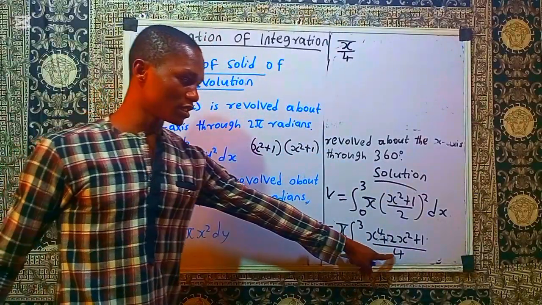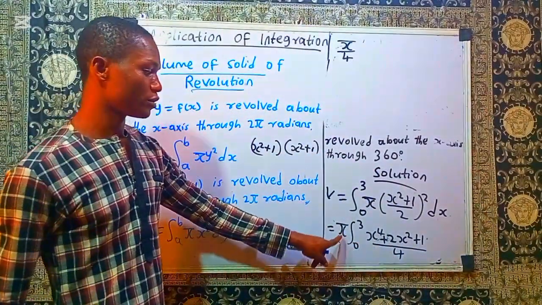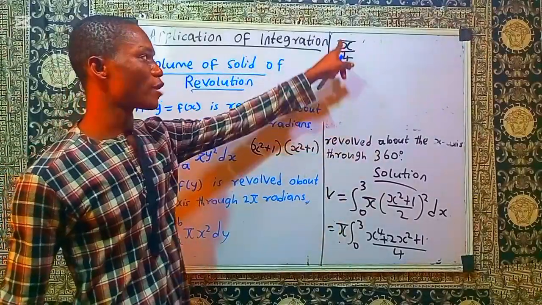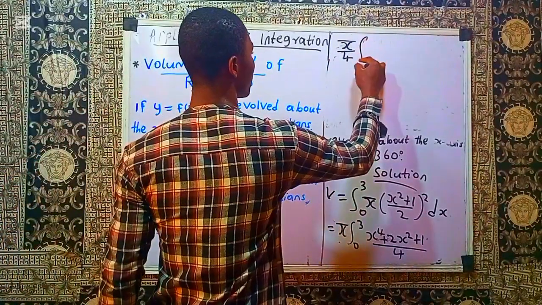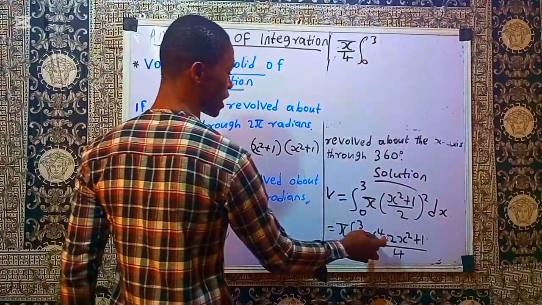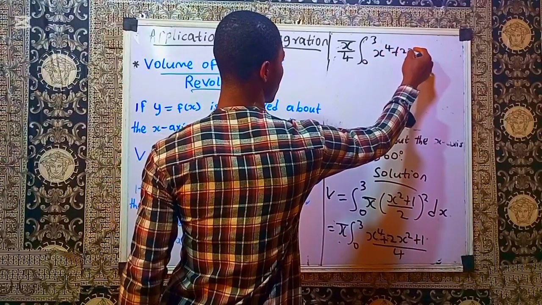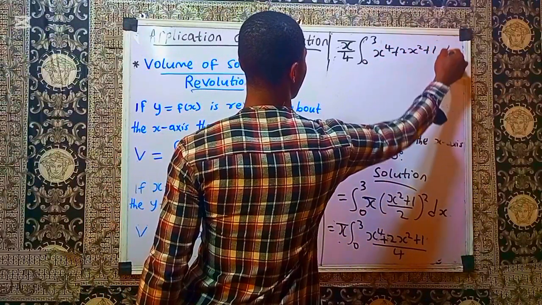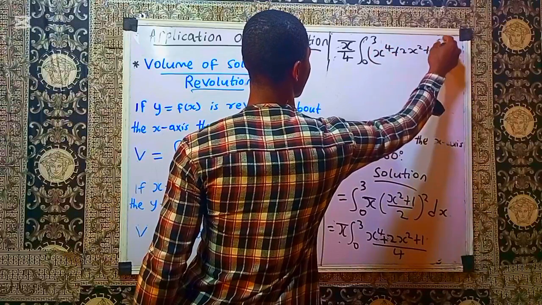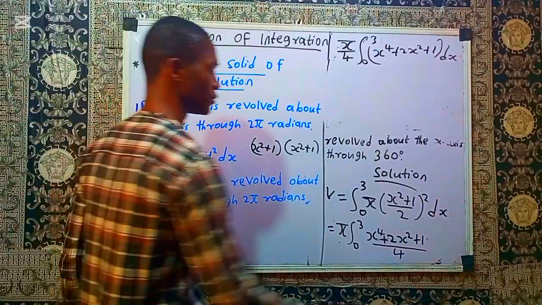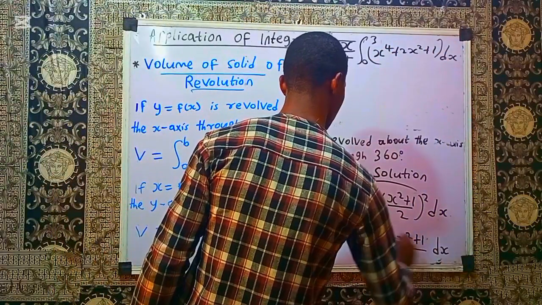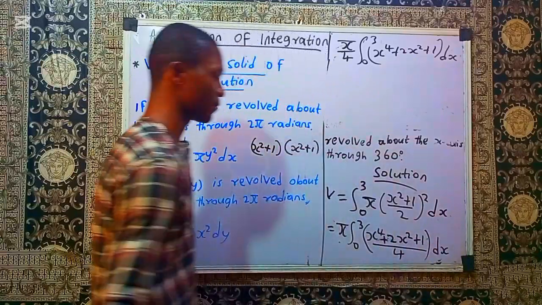So I factor this 4 down here. Remember I have pi here. So you'll be having pi over 4, then integral from 0 to 3. Then what we'll have will be x to the power 4 plus 2x squared plus 1. You are integrating this with respect to x, so we have to put the integration with respect to x here.